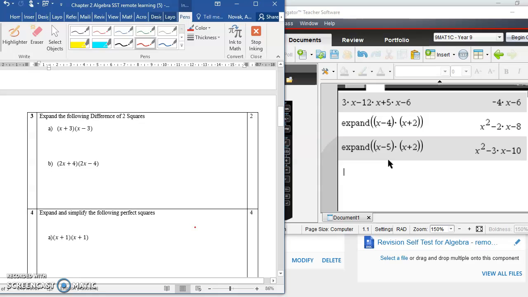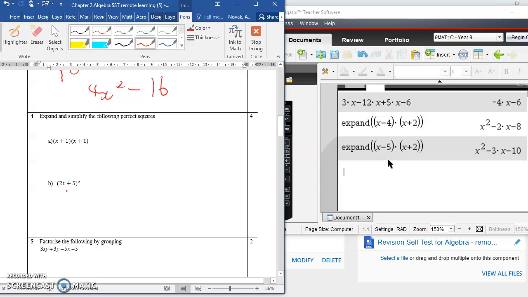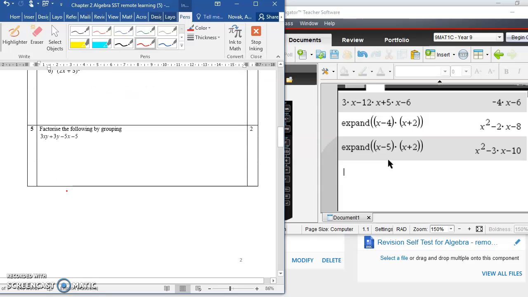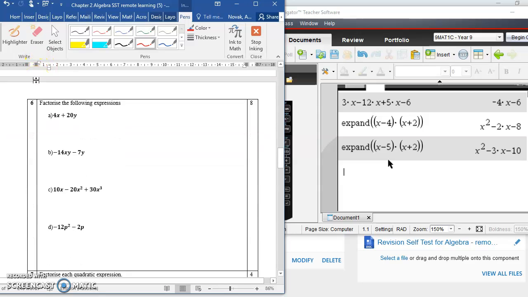So, let's expand. Remember, we have some shortcuts. This is good old DOPS, the difference of two squares. Square the first, square the second, and always the difference. Square the first, 4x squared, square the second, 16, and always the difference. And you can check your calculator for that. So that was expand, menu 3. And the final thing, of course, is to check your factorizing.